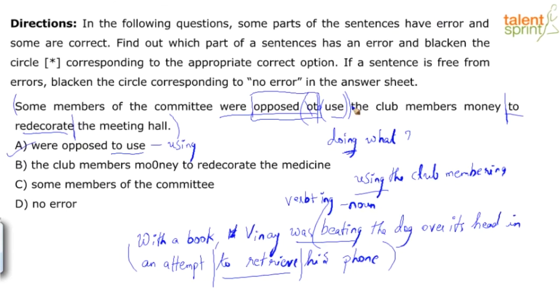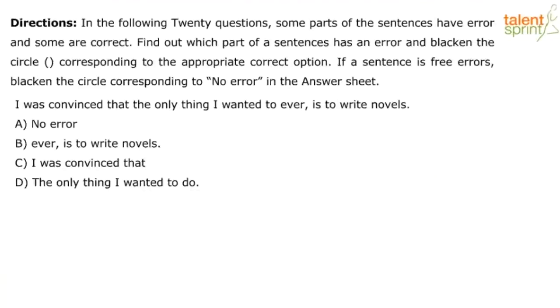Yeah? Next one, I was convinced that the only thing I wanted to ever is to write novels. I was convinced that the only thing I wanted to ever is to write novels. Is there an error? Okay, there's a slight, it's not ever here, okay? I think it's to do. It's there correctly in the options.